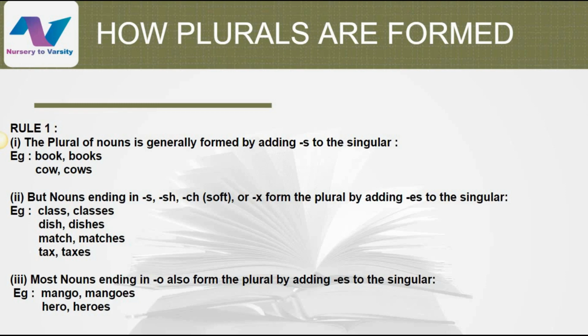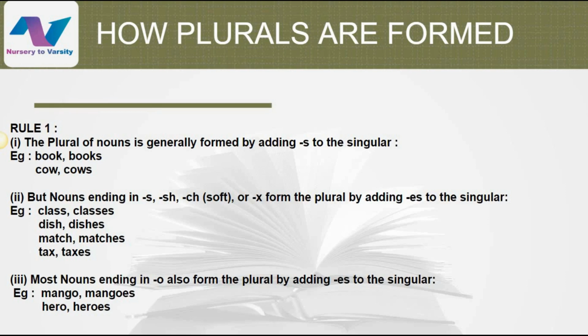The plural of nouns is generally formed by adding s to the singular. So basically, whenever we see a singular word, we first try applying s at its end and converting it into the plural form. For example, if I say book, we add s and say books, and books is the plural form. Cow to cows, and that's how it goes. But this is a general form.